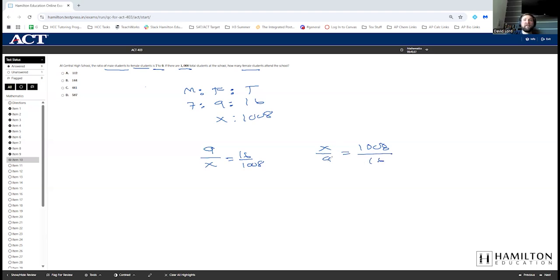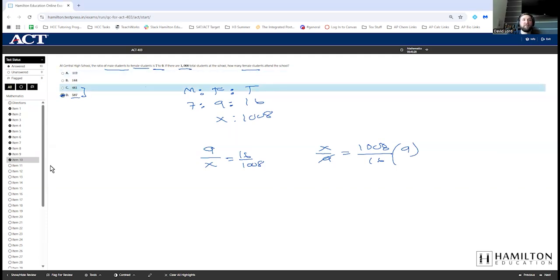In order to get X by itself, I'm going to multiply this side by 9. And then that looks like about half of 1,000. So it's probably one of these two. And looking at this, there were more females than males, so it's probably going to be 567. But we can double check. Yep, 567 is correct. So little tricks like that can help you do well. It's because there's more than half females, and so 500 with the total. So that'd be a really quick way of solving this problem.